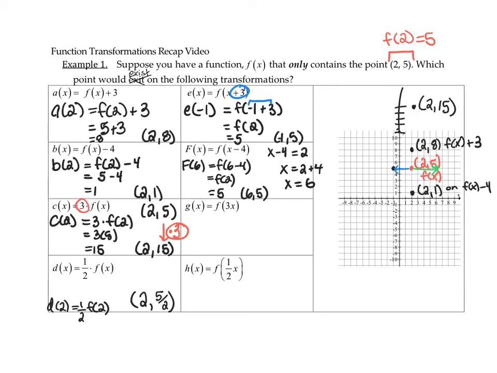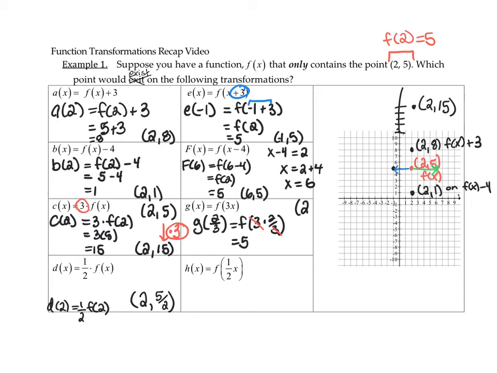I want you to apply that same idea of balancing out the x values. So in g of x here, I cannot put in 2 because that would give me f of 6, and I don't know what f of 6 is. So what could I put in? I need to put in an x value that is 1/3 as big as my original x value. So I can put 2/3 in. That gives me f of 3 times 2/3. The 3's cancel. It gives me f of 2. I know f of 2 is 5.